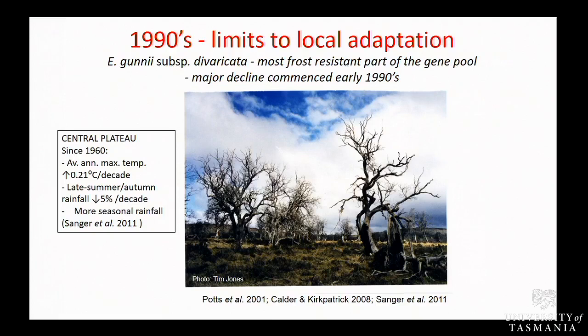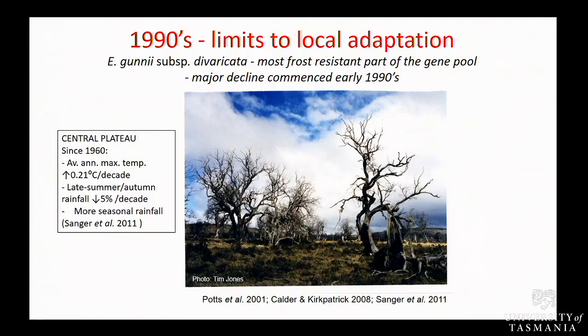But anyway, the 1990s was significant in two senses for us. Firstly, I reckon it was our first signal that climate change was starting to impact our gene pools, and we certainly saw one of our subalpine species, Eucalyptus gunnii, one of our most frost-resistant eucalypt species, and the most frost-resistant component of that species just died. It started in the early 90s, and by the end of the decade the main core of that, it's a subspecies now, was dead. And this really started to get our focus onto climate adaptation in our eucalypts.